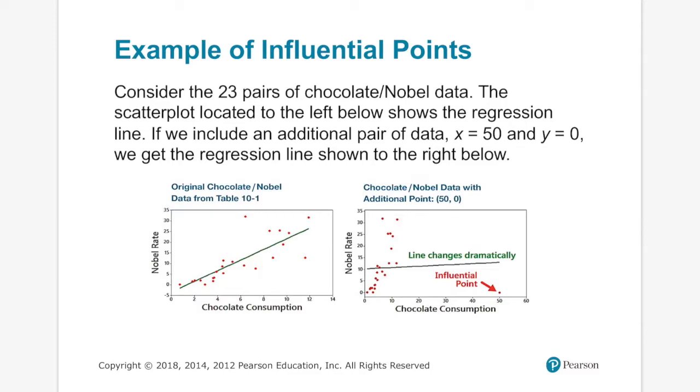Imagine that I'm now adding a new point into this data. The new point has the x value of 50 and y value of 0, which is this point right here. Once I add this point in here, it will change my regression equation dramatically. Then this is called an influential point. In general, if there is an influential point in the data, you should remove it before you continue with the problem.